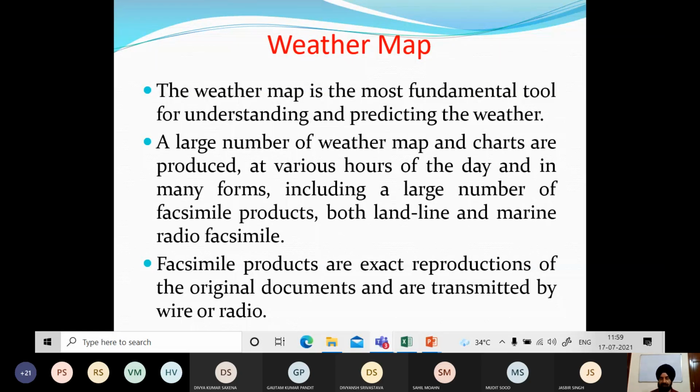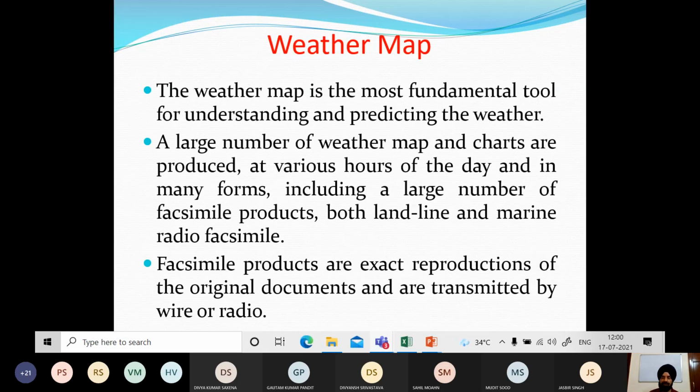So a large number of weather maps and charts are produced at various hours of the day and in many forms, including a large number of facsimile products, both landline and marine radio facsimile. I don't know how many of you have used a facsimile on the ships. That's also a very good thing. Instead of writing, they just give you the entire pattern of high and low pressure. And मैंने अब पढ़ लिया हाई प्रेशर लो प्रेशर क्या है, उसके साथ वेदर कैसा है. So for me it's very easy to understand.